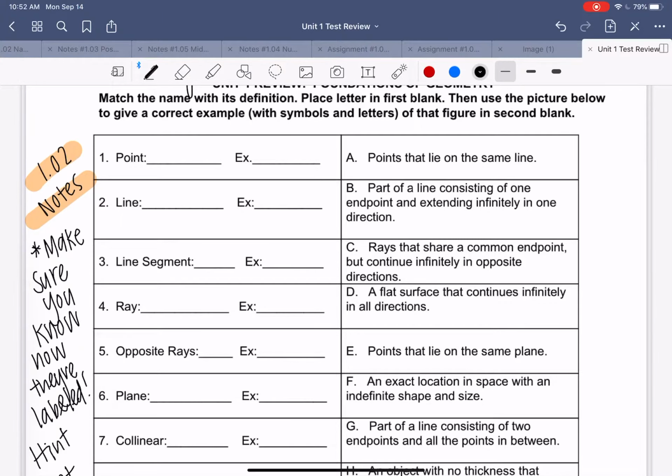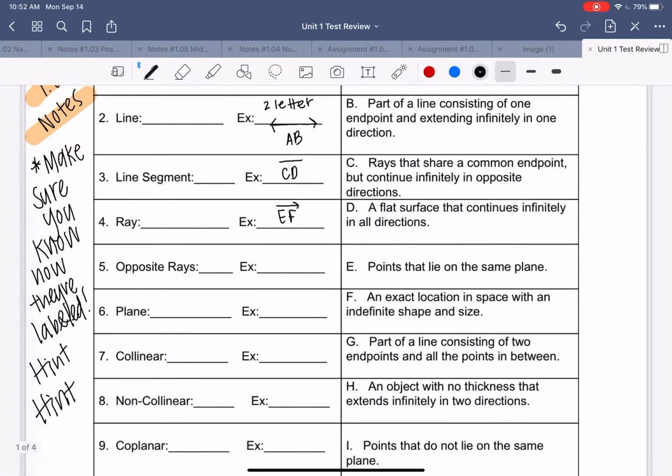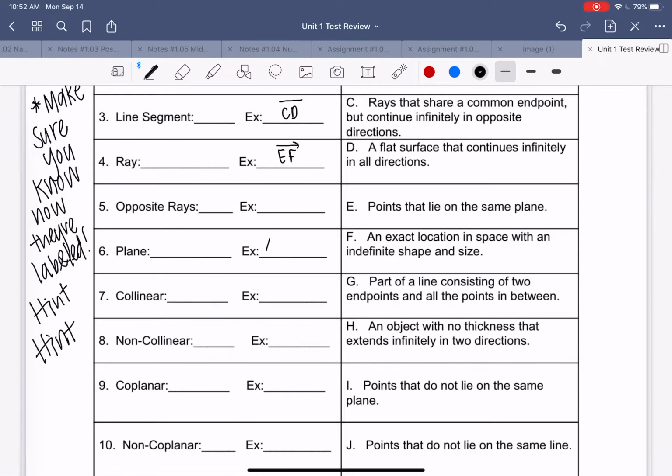So as in like a point, it's a capital letter. For a line, it's 2 letters with an arrow above those 2 letters, like AB. A line segment is 2 letters again, but with no arrows. A ray, 2 letters again, but remember it only has 1 arrow at the end and it has to be on the right side. A plane, okay, it's labeled with 3 points or a capital cursive letter.